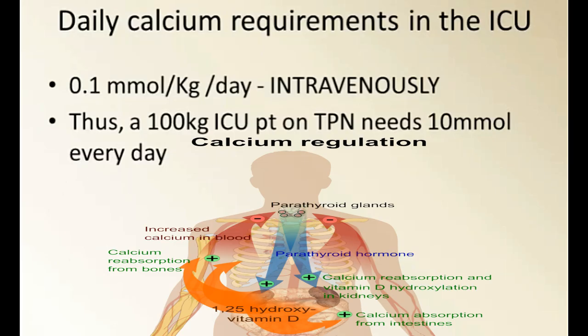Given intravenously, a 100 kilogram ICU patient needs 10 millimoles every day. Oh's Intensive Care Manual, 6th ed., R. Leonard, Chapter 87, Enteral and Parenteral Nutrition.